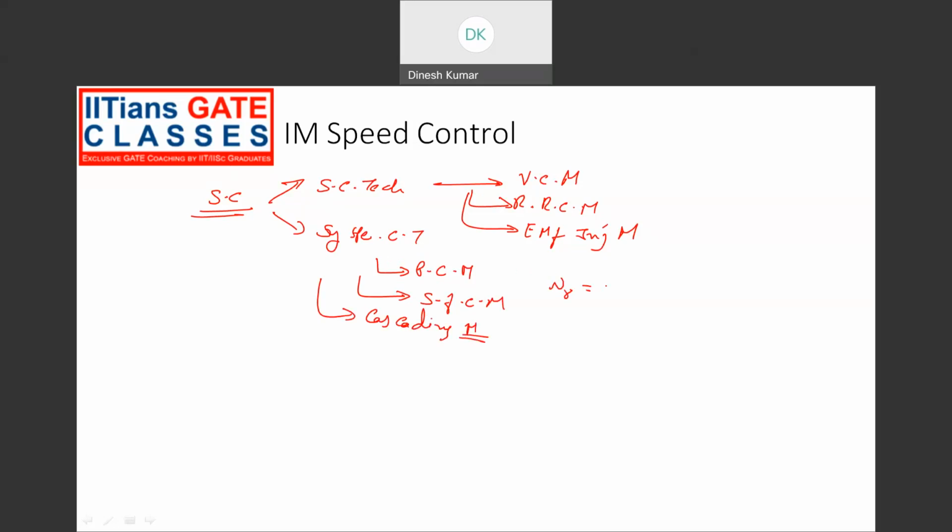We know that NR equal to NS into 1 minus S, right? So S is on pole. By changing the poles, we can change the NS, thereby NR can be changed. Changing the supply frequency, NS can also be varied, because of which NR can be varied.